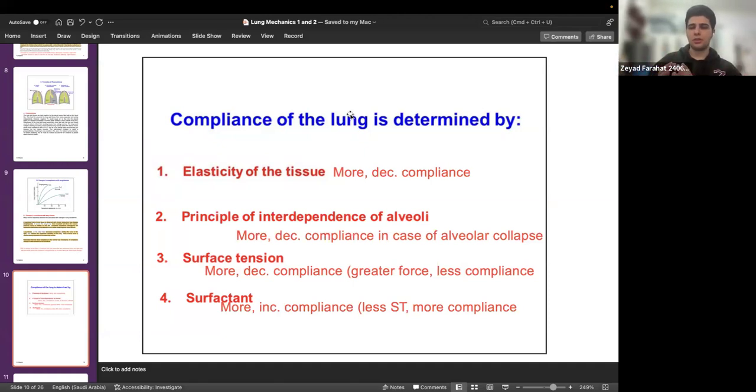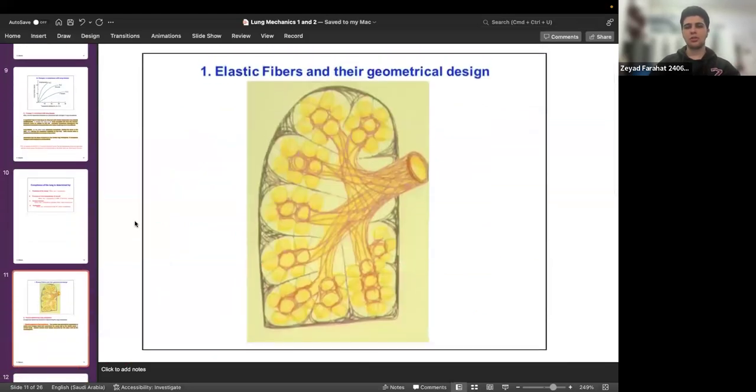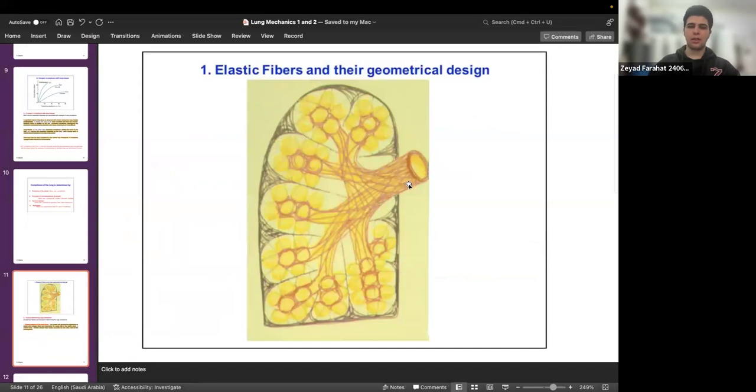And principles of interdependence of alveoli, surface tension, and surfactants. Surfactants and surface tension are kind of the same topic. We'll go to them now into more details. So elasticity of the tissue. This is basically, like the doctor was trying to show you guys here, that there are elastic fibers. These elastic fibers are what gives the lungs their leeway, their ability to just expand and contract.